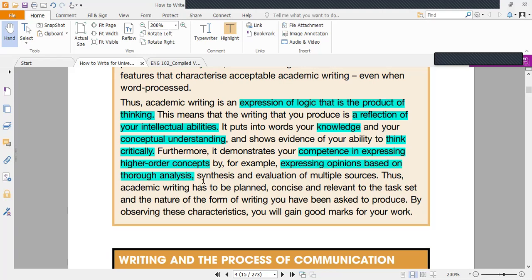Analysis is looking at something part by part, piece by piece, dissecting the structure, focusing on the structure of something. Then you have the word synthesis. Synthesis is bringing together. In a sense, analysis is putting parts separate, and synthesis is seeing the interrelationship among the parts.